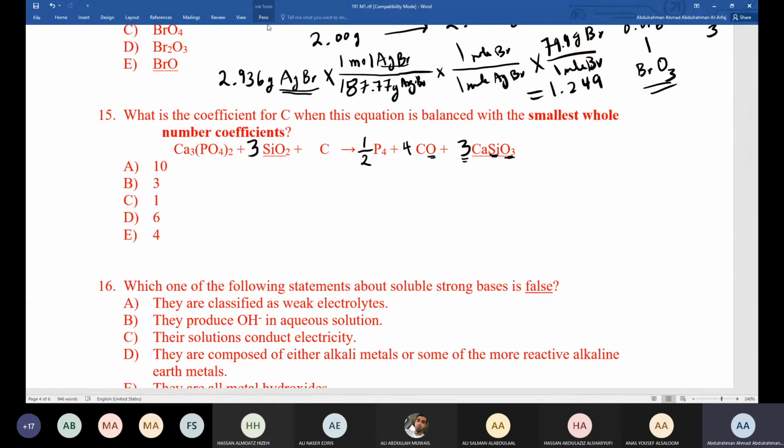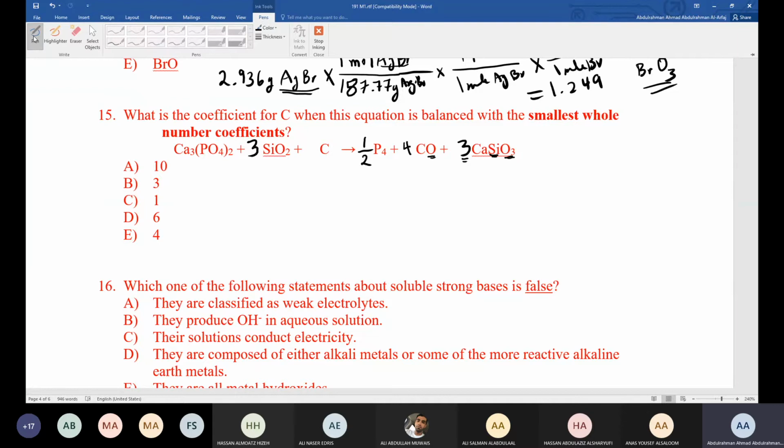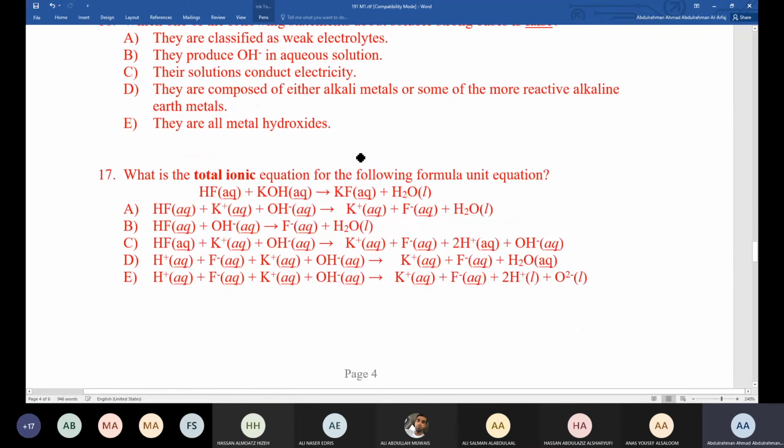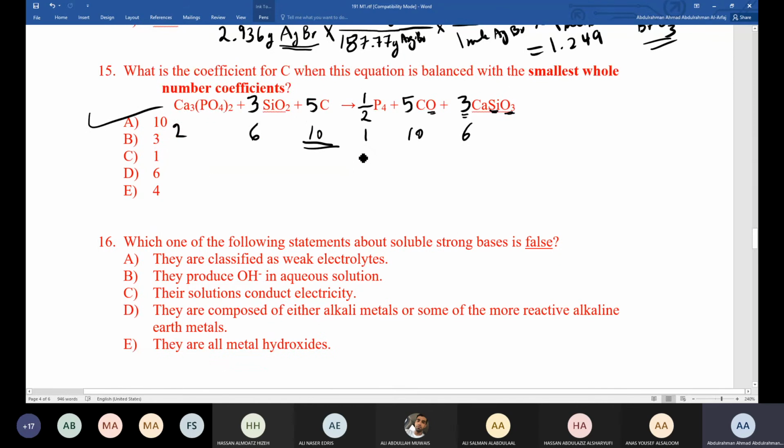So this is, and then naturally you have to multiply this also by 5. Then get rid of all the numbers. This will be 2, 6, 10, 1, 10, and 6. So what's the number in front of carbon? Good. I hope so. Let's go to 16.